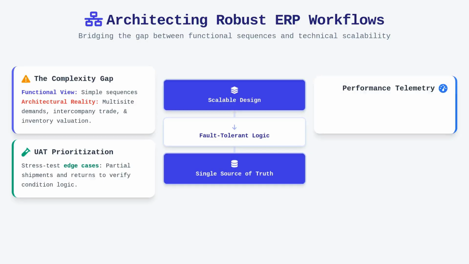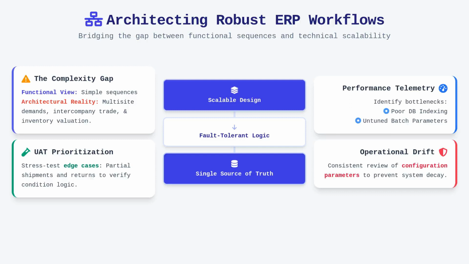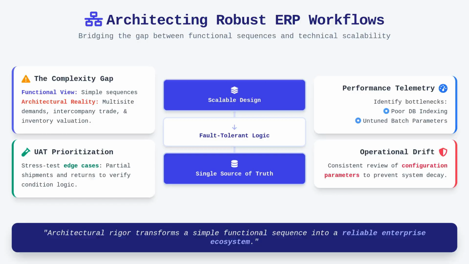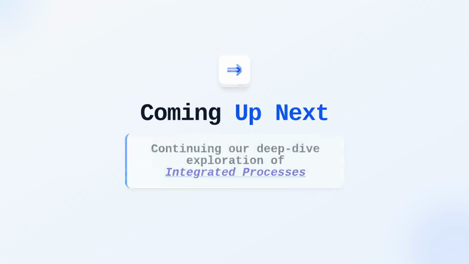By monitoring performance telemetry, administrators can identify exactly where a process hangs, whether that is due to poor database indexing on transaction tables or inadequately tuned batch execution parameters. Consistently reviewing your configuration parameters ensures that the enterprise resource planning ecosystem remains a reliable source of truth rather than a system prone to operational drift. We will continue our exploration of these integrated processes in the next segment.